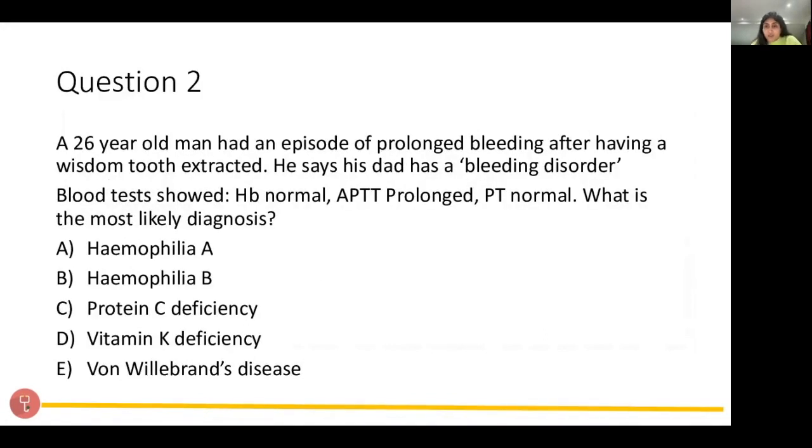So the next question, I'll just make another poll. So this is a 26-year-old man. He's had an episode of prolonged bleeding after he had a tooth extracted, and he says his dad also had a bleeding disorder. You do his bloods: hemoglobin's normal, APTT is prolonged, PT is normal. What's the most likely diagnosis?